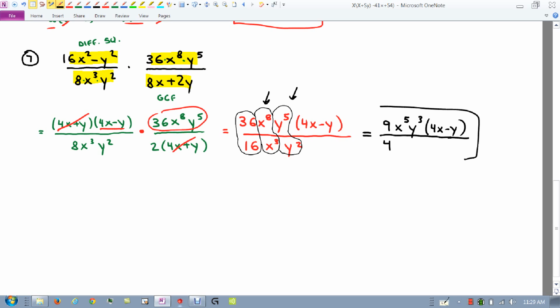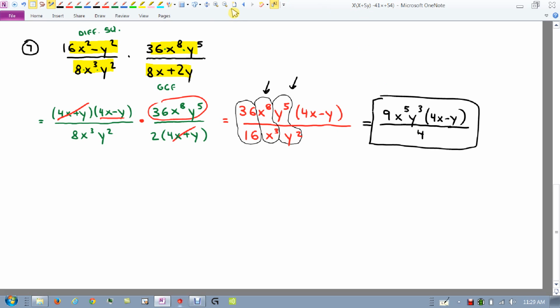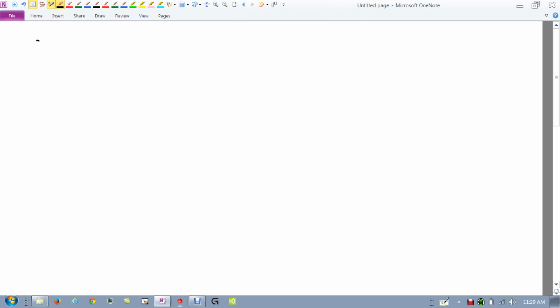And that is it. You could multiply this whole thing through here, but I would just leave it. There's no harm in just leaving it like that. I don't like the way that 4 is. I'm going to put the 4 right in the middle. Looks better. Okay, that's it. Number 8.